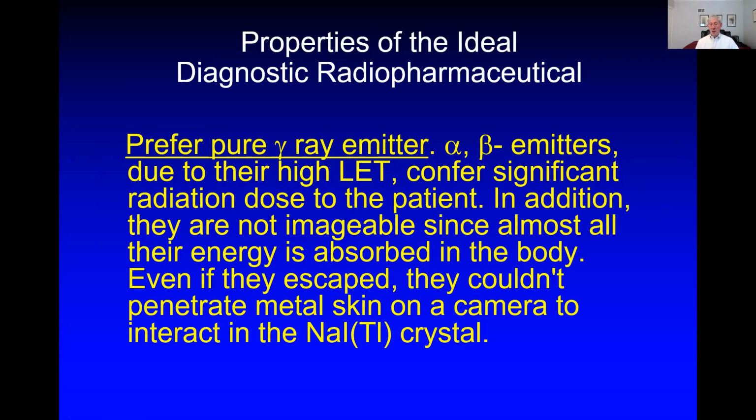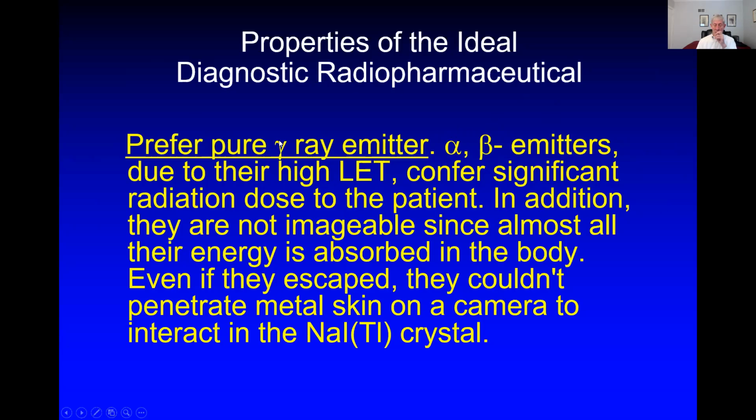Number one, for diagnostic, what do we want? We want a pure gamma ray emitter. We don't want alphas and betas. We're doing a diagnostic study. How helpful are alphas and betas? Zero. An alpha can't escape the patient's body to be imaged, and betas pretty much can't either because their penetrability is only a few millimeters. So all that they do is, because of their high LET, they confer a significant radiation dose to the patient, and they're not imageable. We just don't want them.